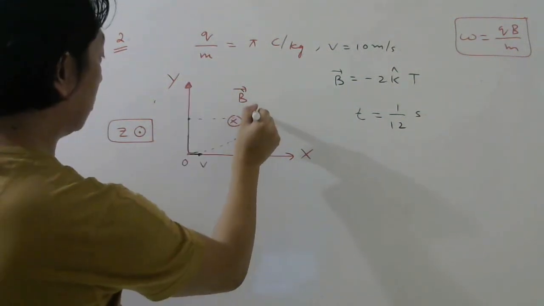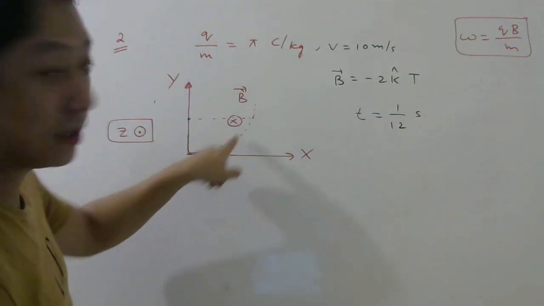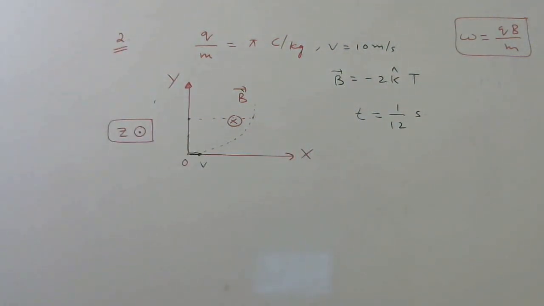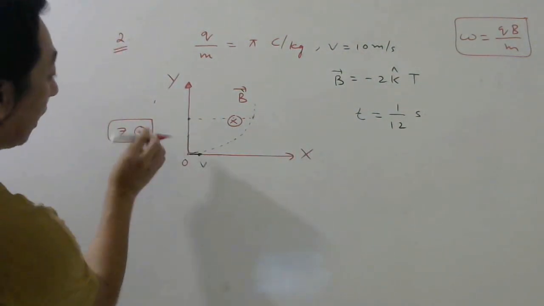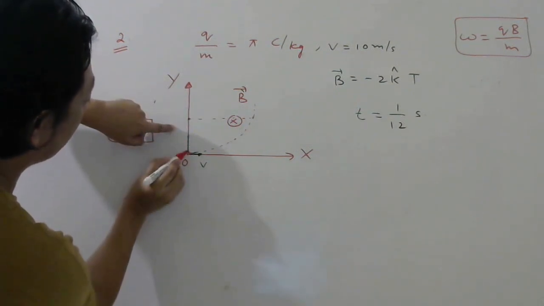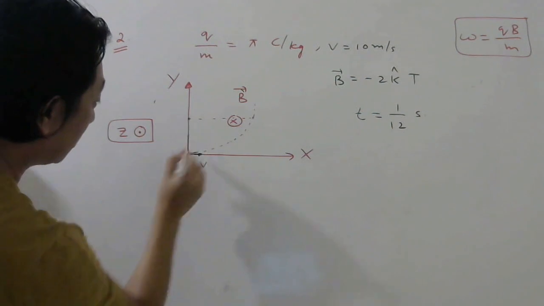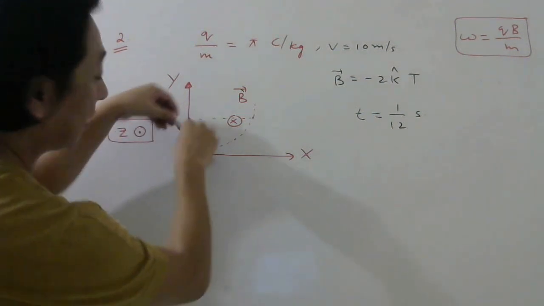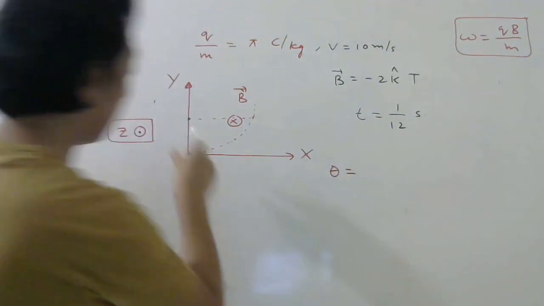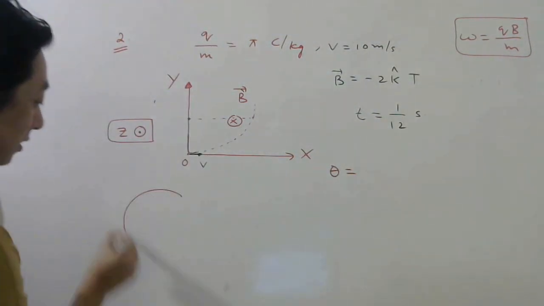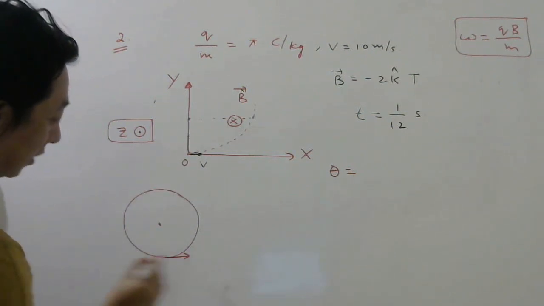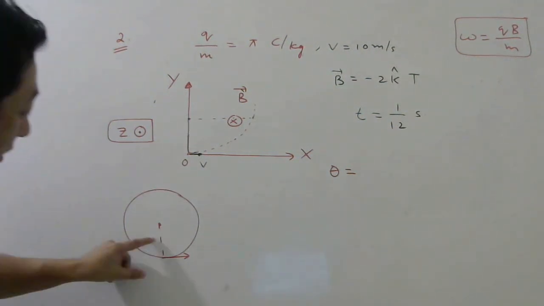So now the question is, where exactly will the particle be after this much time? That we have to find. For that, we will see how much angle this radius vector turns. From here to here is the radius, because this is the center. So how much angle will this radius turn? Let us calculate that. Imagine this is the circle. Initially the particle was going this way, right? So here was your radius.